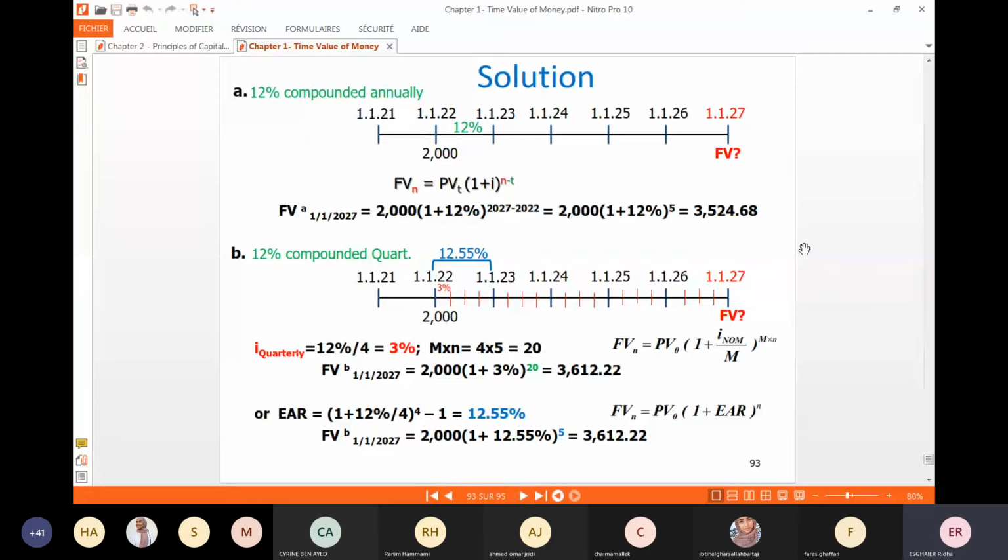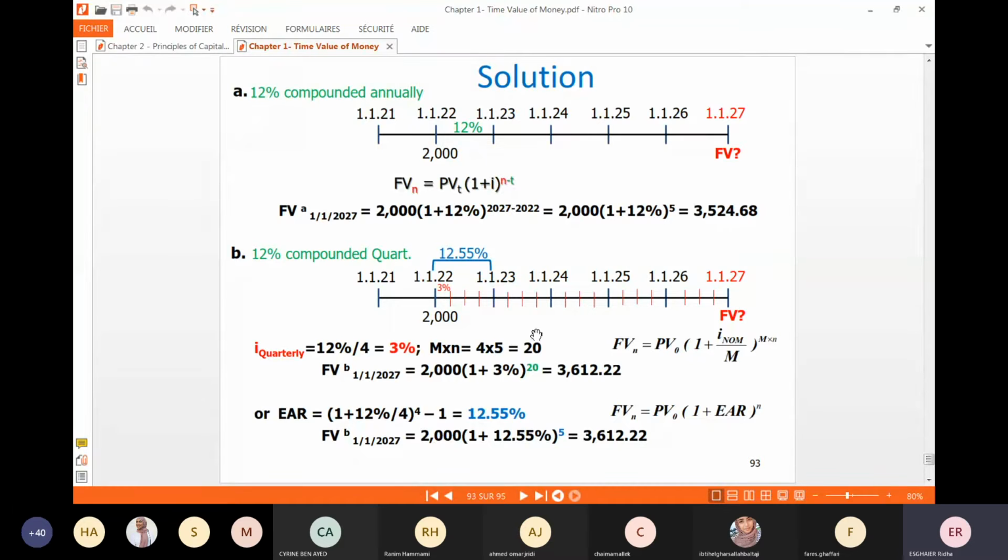Here we have, as we did before, two alternatives. We can either use the interest rate per period, per quarter, which is I quarterly, I nominal over 4, 3% each quarter. And we compound the $2,000 using these 3% each quarter during 5 years. So during 20 quarters, 5 years times 4 quarters per year, you'll get 20 periods of 3%.